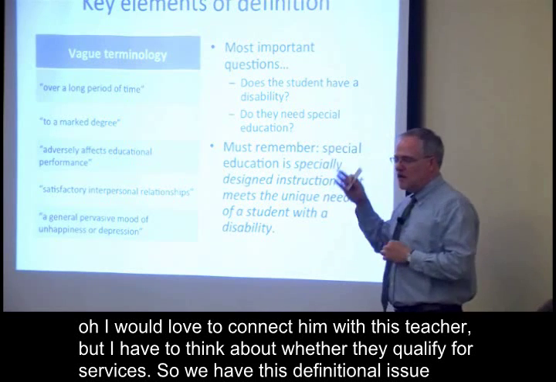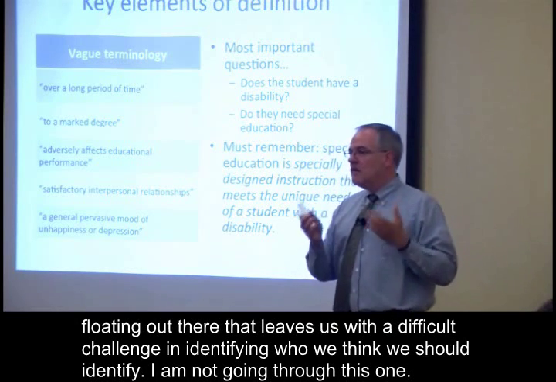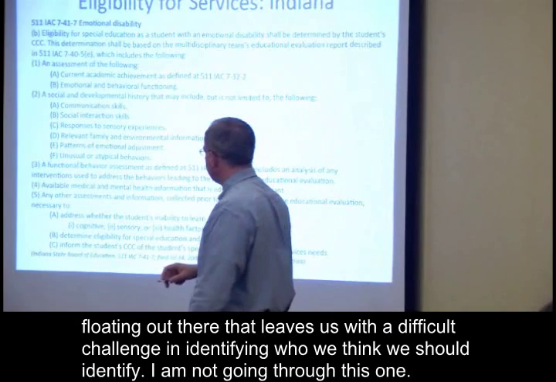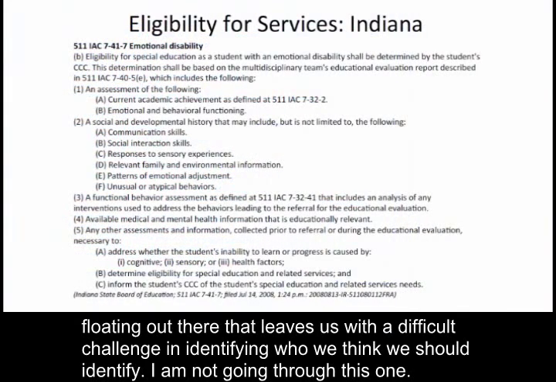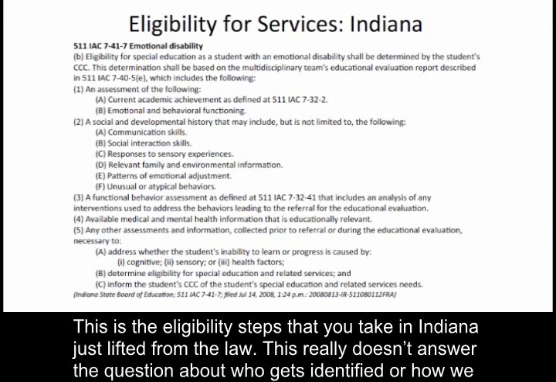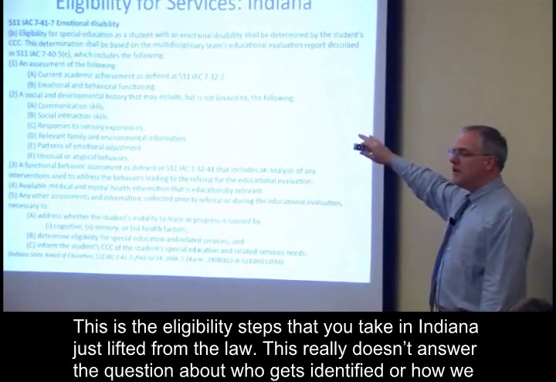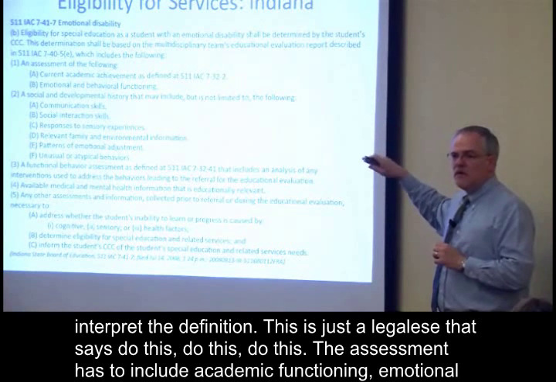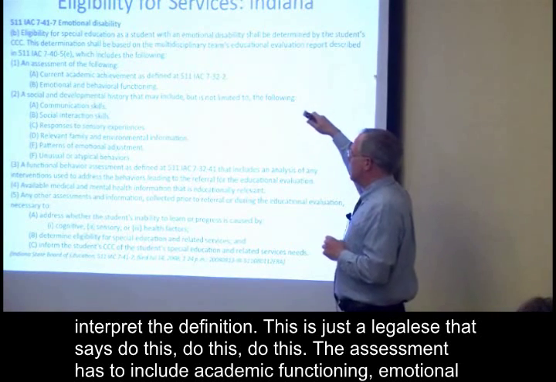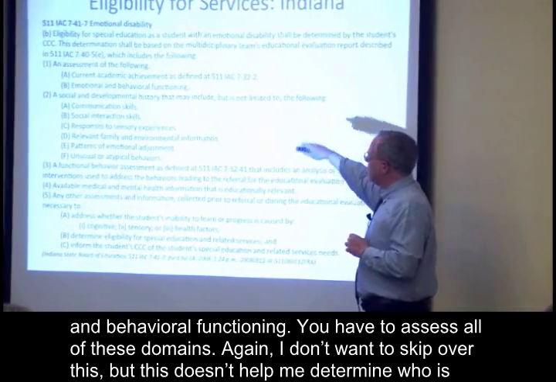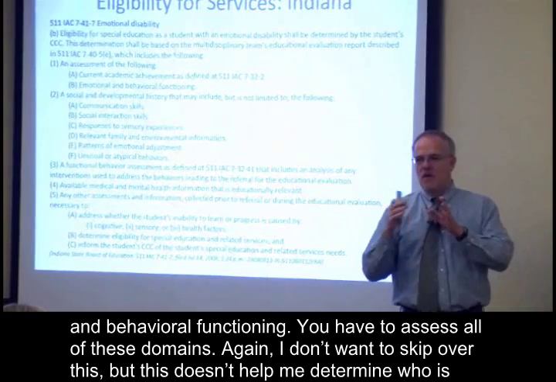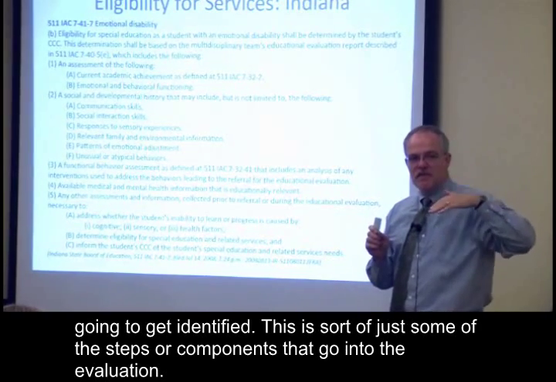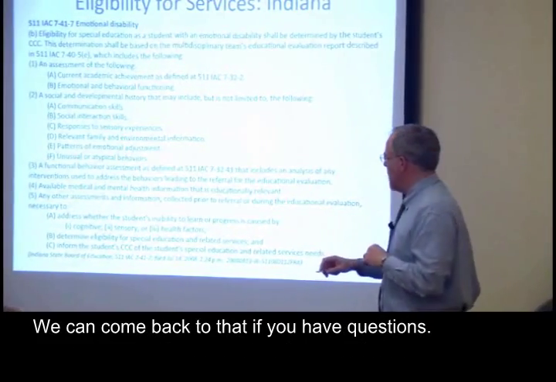So we've got this definitional issue floating out there that leaves us with a difficult challenge in identifying who we think we should identify. I'm not going through this one. This is the eligibility steps that you take in Indiana, just lifted from the law. But this really doesn't answer the question about who gets identified or how we interpret the definition. This is just the legalese that says do this, do this, do this. The assessment has to include academic functioning, emotional and behavioral functioning. You have to assess all these domains. So again, I don't want to skip over this, but this doesn't help me determine who's going to get identified. This is sort of just some of the steps or the components that go into the evaluation. We can come back to that if you have questions.